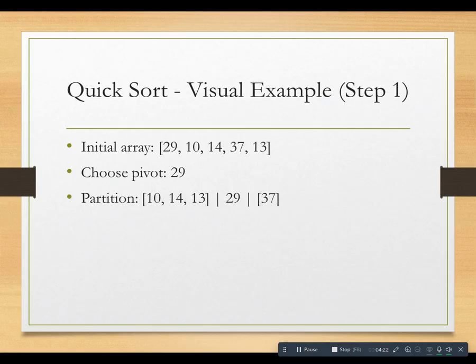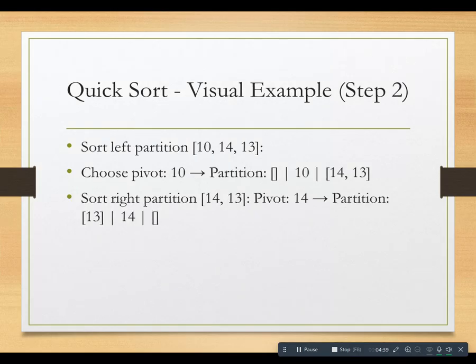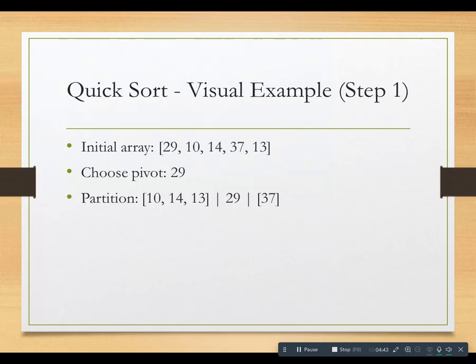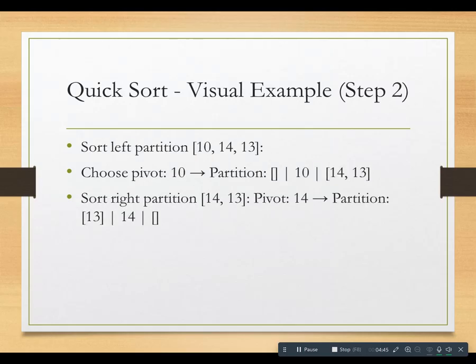Now we are partitioning the elements into two halves. The first partition on the left comprises numbers which are less than 29, and at the right there is another number which is bigger than 29. Now we are going to sort the left partition. The left partition had 10, 14 and 13. Here also we are going to recursively apply the quicksort algorithm.